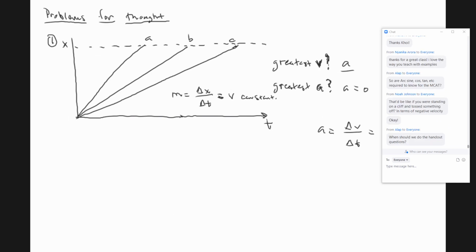Uh, acceleration. Todd likes you to do the handout a lap. Sorry. Basically, when you do phase 1.